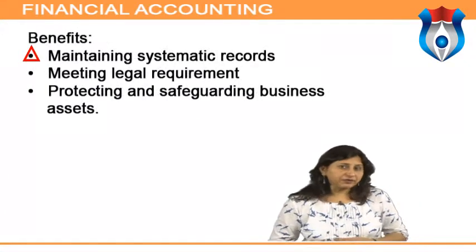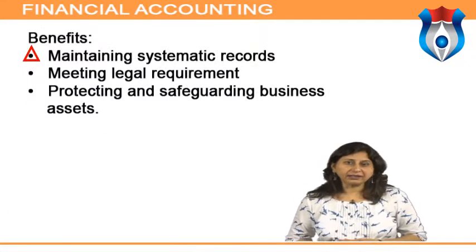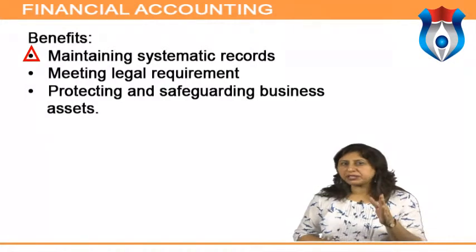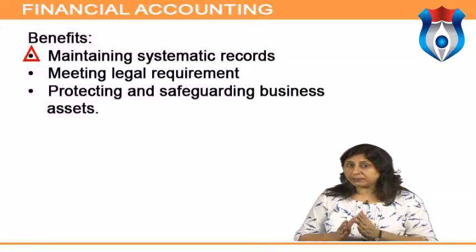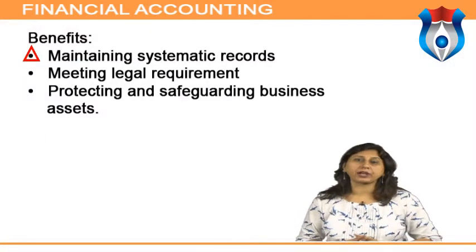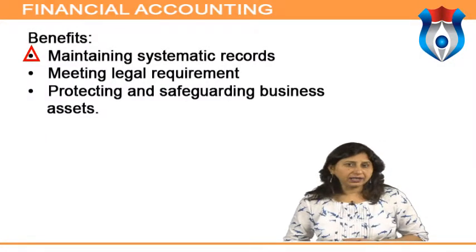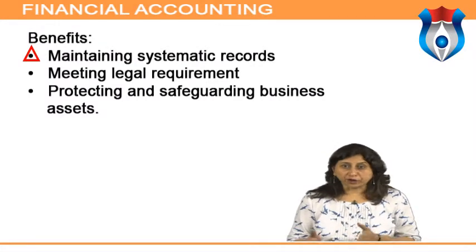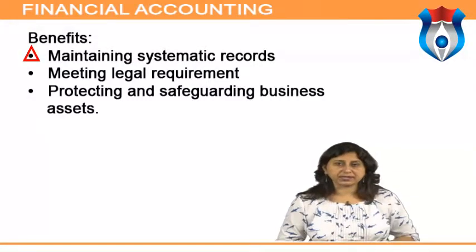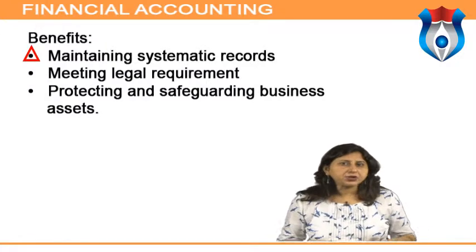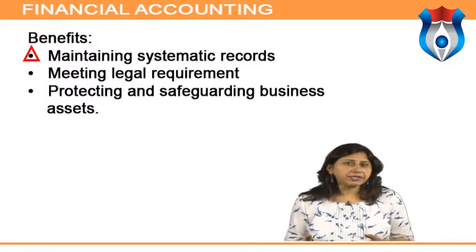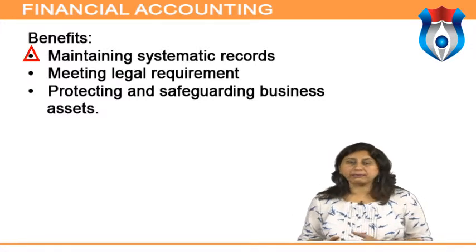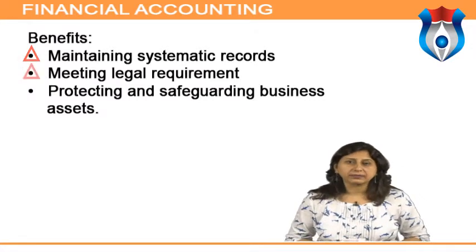Some benefits which financial accounting provides are maintaining systematic records. It is a primary function of accounting to keep a proper and chronological record of transactions and events which provide a base for further processing and proof for checking and verification purposes. It embraces writing in the original subsidiary books of entry, posting to ledger, preparation of trial balance and final accounts.